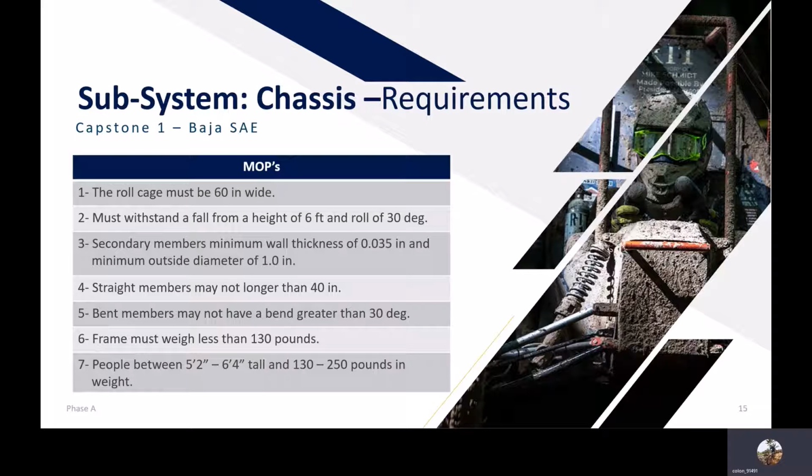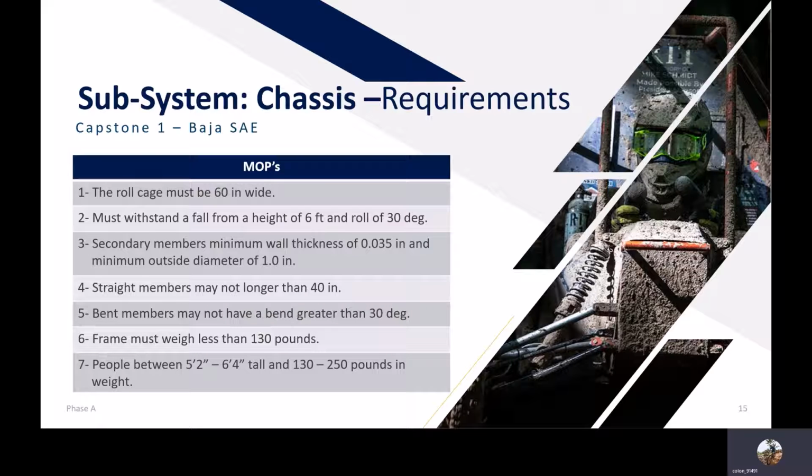These MOPs are just some of the requirements of the chassis design and construction. The roll cage must be 60 inches wide, must withstand a fall from a height of 6 feet and a roll of 30 degrees. Secondary members have a minimum wall thickness of 0.035 inches and a minimum outside diameter of 1 inch. Straight members may not be longer than 40 inches.